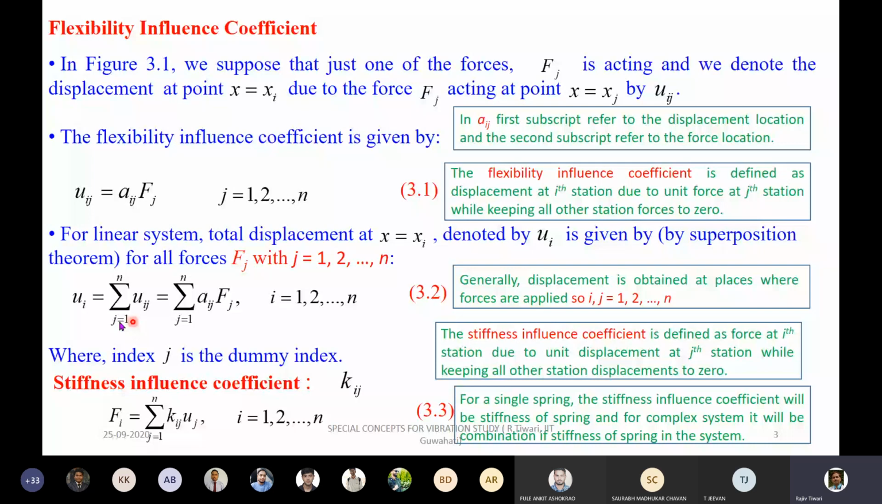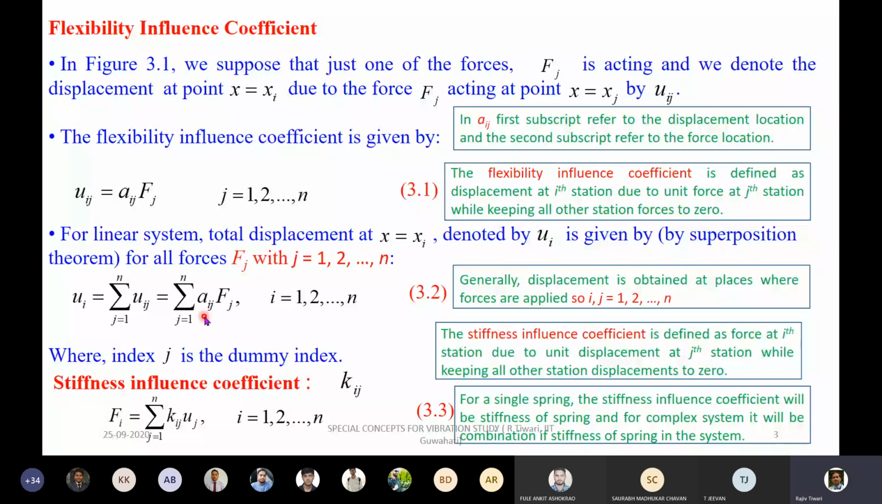So now we have related all the displacements. We can obtain them using this relationship at all the masses because of all the forces. Here, because the summation is over j from 1 to n, we can take any subscript, so j is some kind of dummy index. So this is the flexibility influence coefficient. Flexibility is something like the inverse of stiffness.